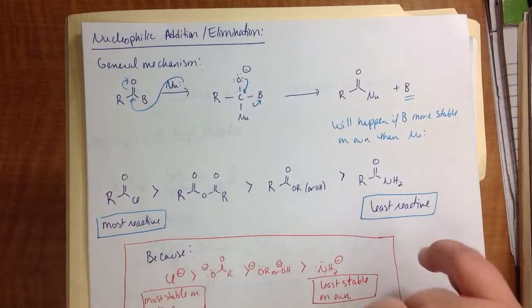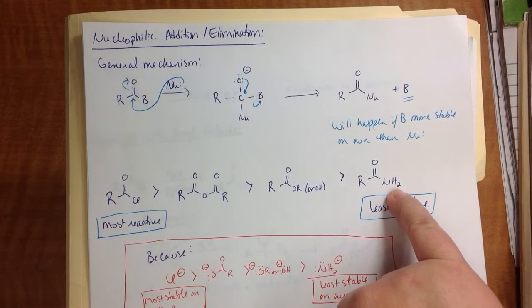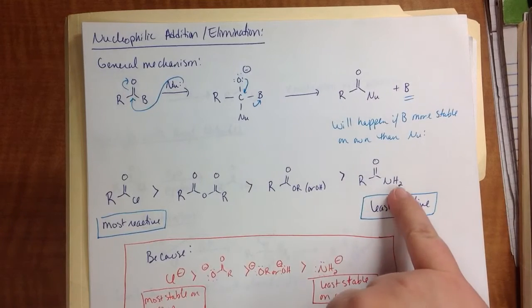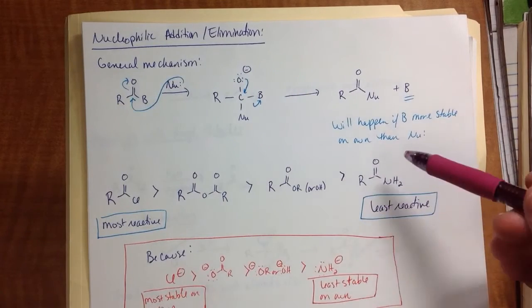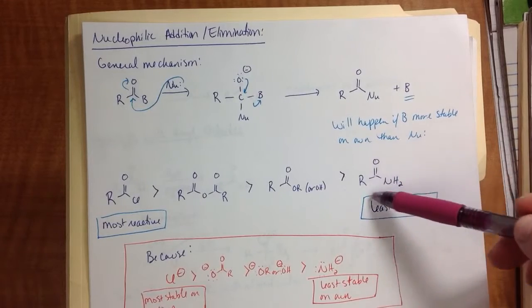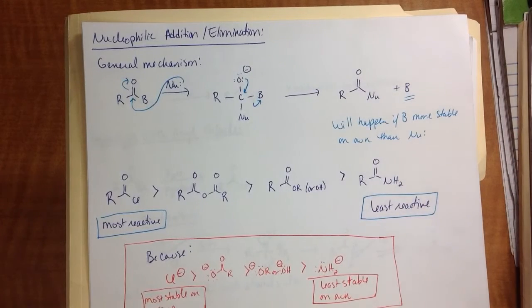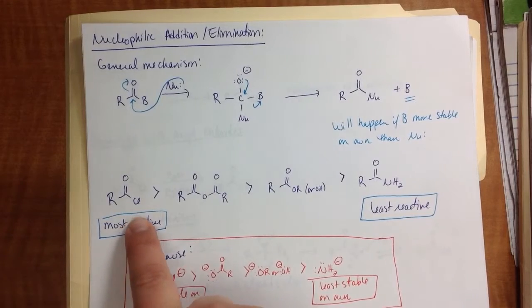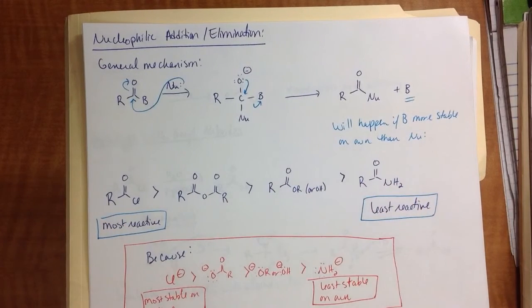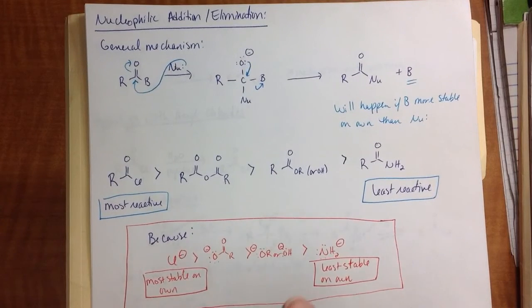pretty stable. However, if you were to look at NH2 minus, which is what that would be there, that's very unstable, which means that this one is not very reactive. That's kind of a good thing considering how your molecules go together, okay? So if you want to consider it that this is the most reactive and this is the least reactive, feel free to do that. If you want to consider it that this one's most stable on its own and that's why it's most reactive, and this one's the least stable on its own and that's why it's least reactive, that's also true.